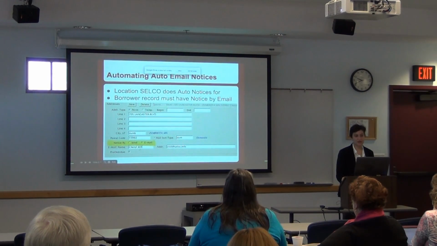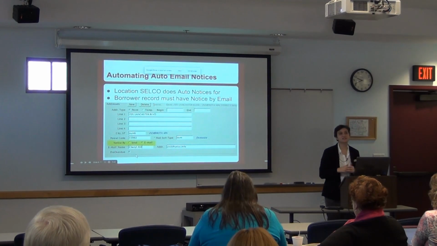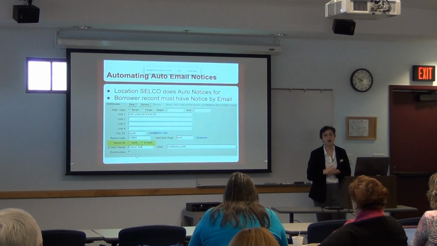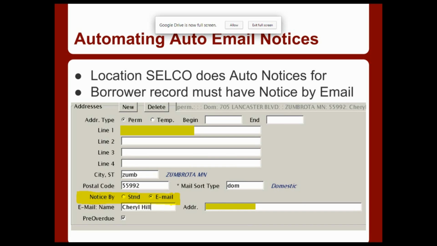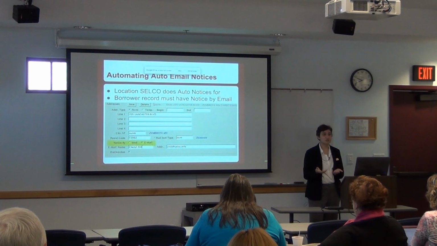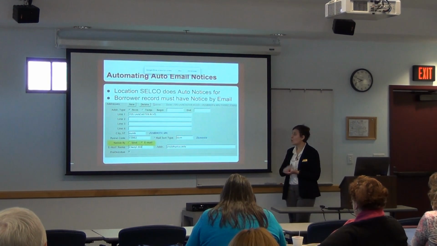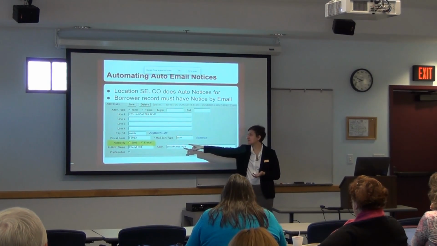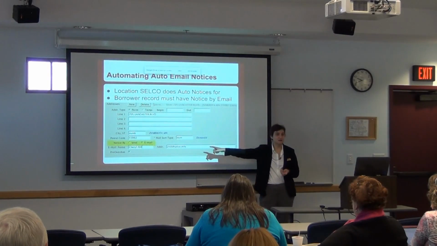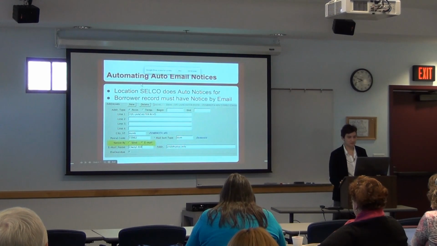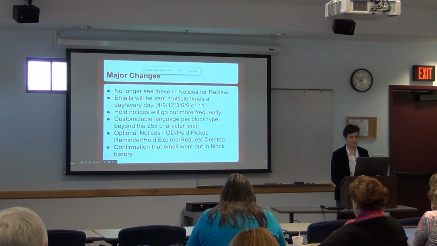So that's how auto notices work. What we're changing is that we're automating that process for borrowers who have notice by email. So first thing is, this is not going to change for you unless you are one of the locations that we do your auto notices for. So for those of you who do your own notices, nothing's changing, okay? For those of you whose notices we do, then it's only changing if your borrower has the notice by email selected, okay?